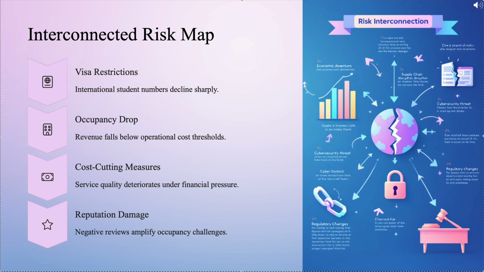Reputation damage. Unfortunately, cost cutting, especially if it impacts service quality, can lead to service quality deteriorating under the financial pressure. This often results in negative student experience, leading to negative reviews, social media complaints, and overall reputation damage. Amplify occupancy challenge. This reputation damage then circles back to amplify occupancy challenges as prospective students are deterred by negative feedback, creating a vicious cycle.